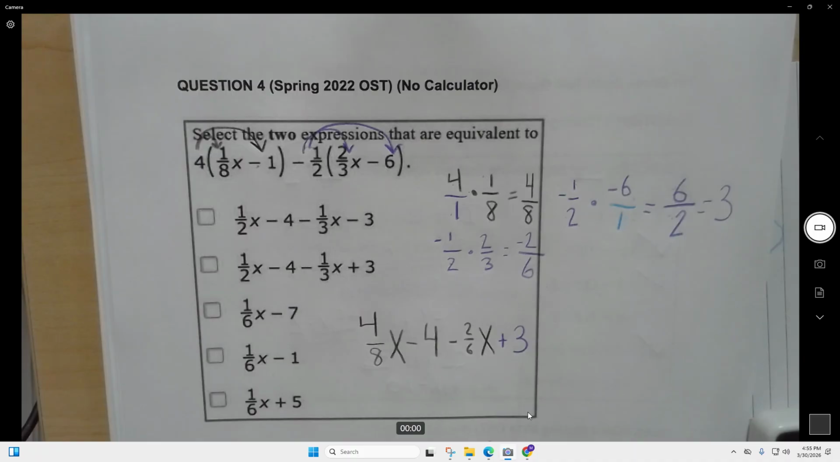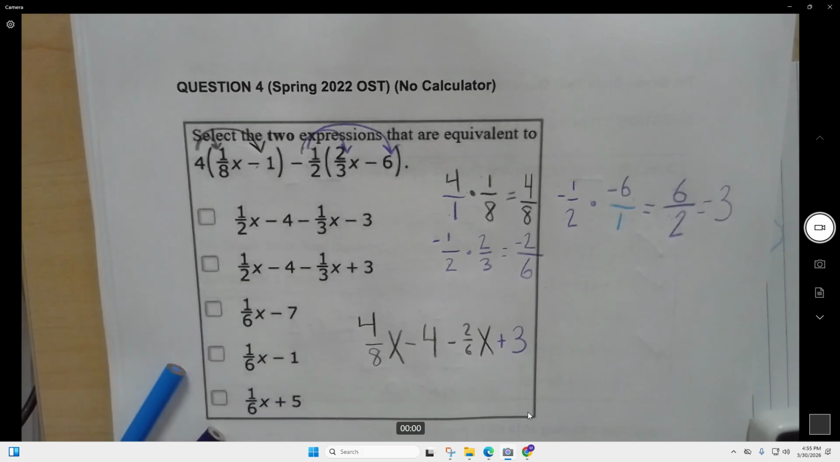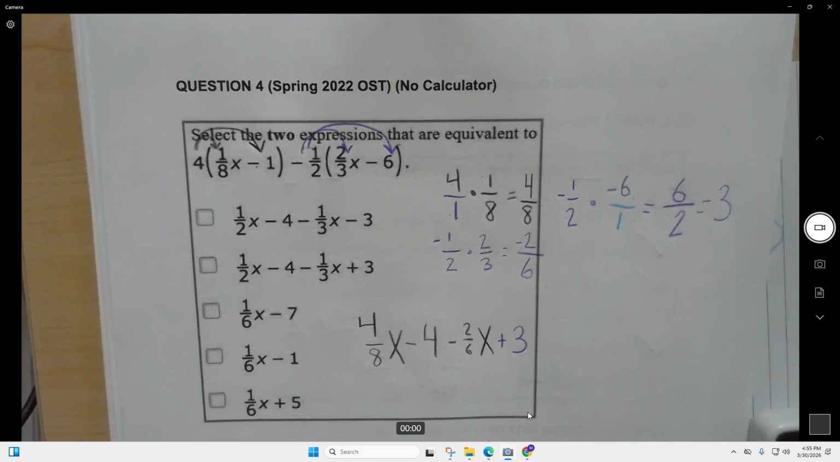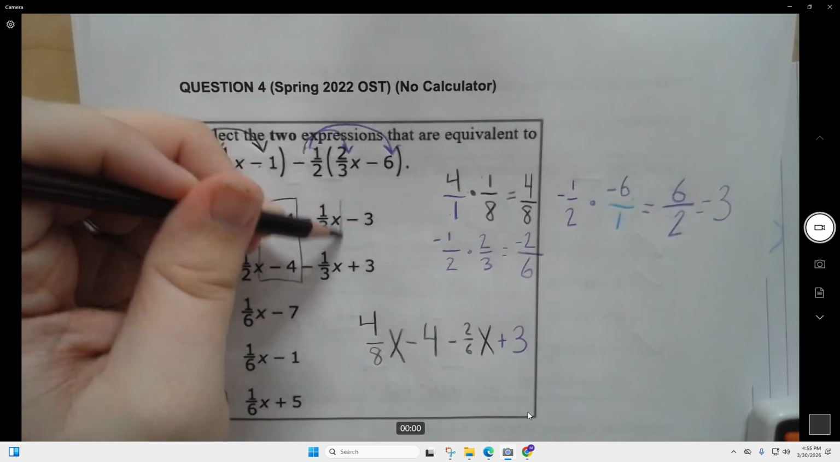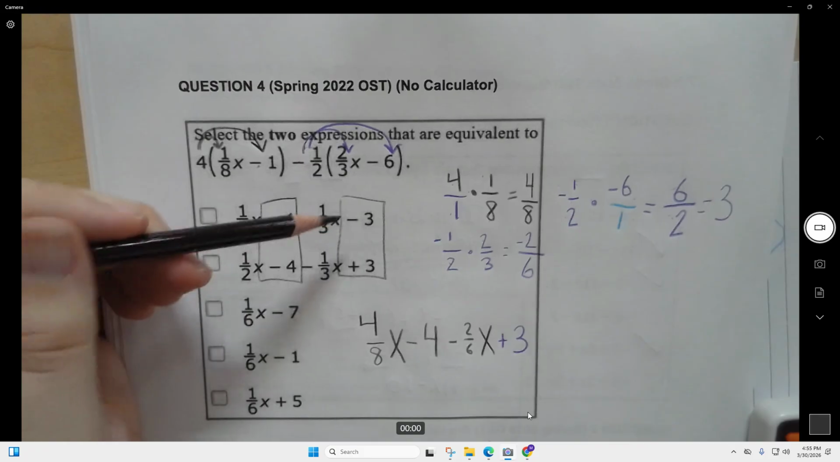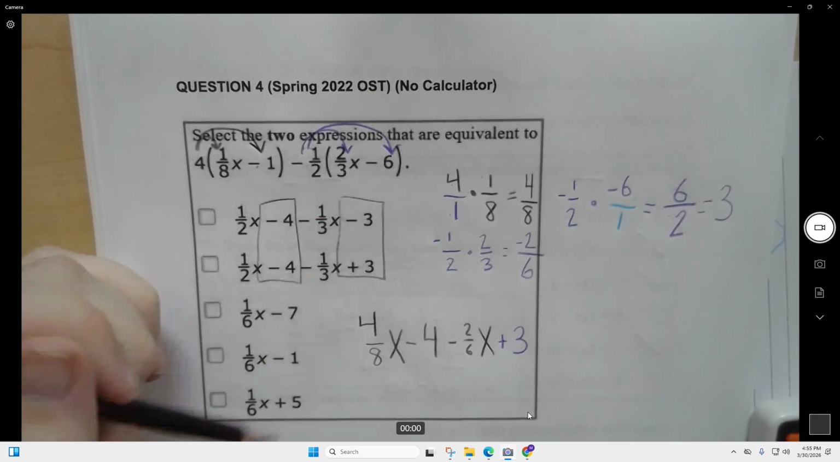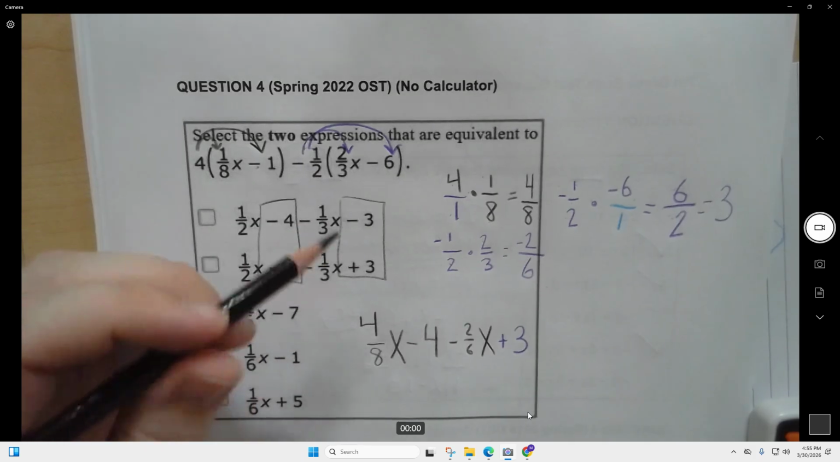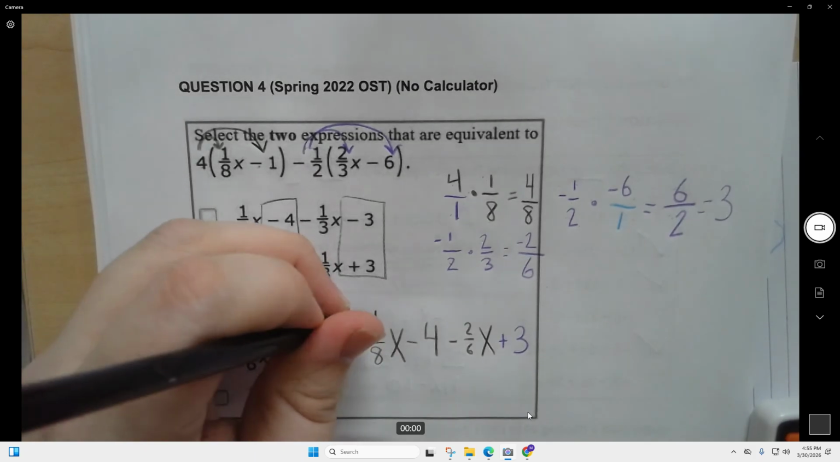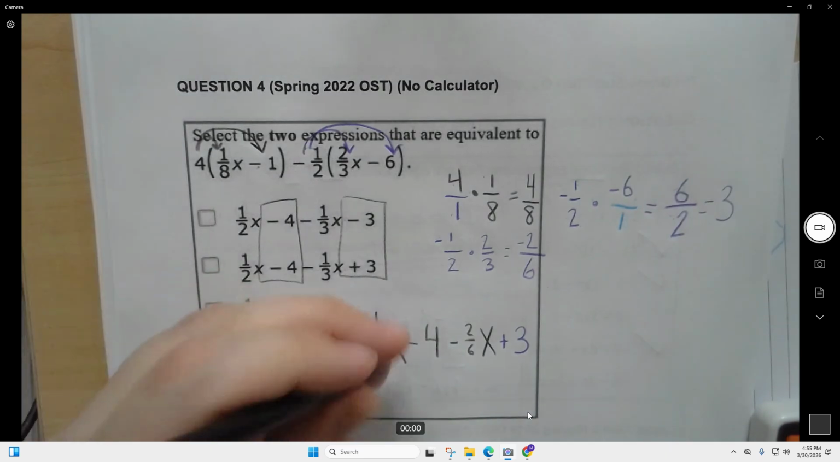Does this match anything we have? No, but it's close. Okay? We see here that these have the minus 4. And this has the 3. One has minus 3. One has plus 3. Odds are one of these is correct. So you got to look to see if you can simplify your fractions.